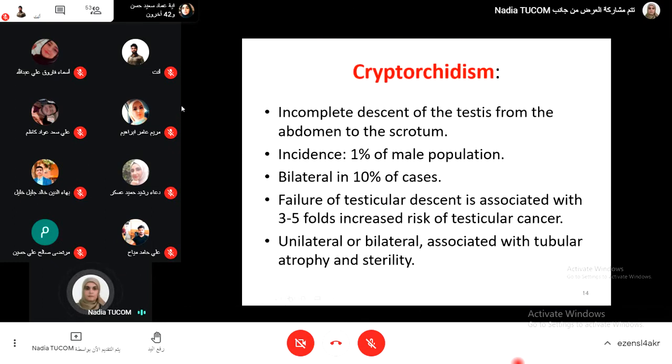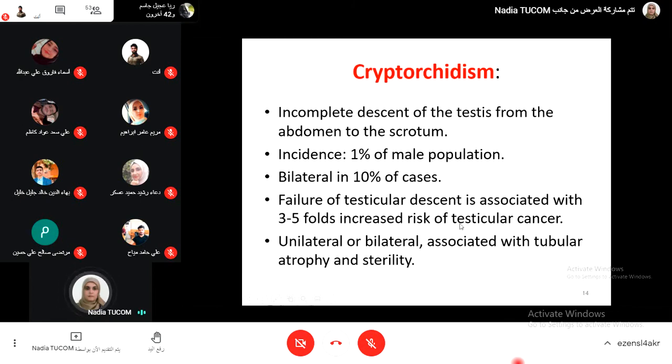So it is partial or incomplete descent of the testis from the abdomen into the scrotum. The testis is still within the abdominal cavity and has not descended into the scrotum. It occurs in 1% of the population, a high incidence. It is bilateral in 10% of cases, sometimes up to a quarter of the cases. Usually it is unilateral. Failure of descent is associated with a 3 to 4-fold increased risk of testicular cancer.